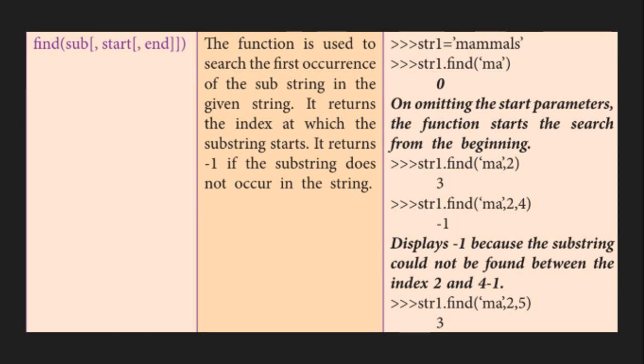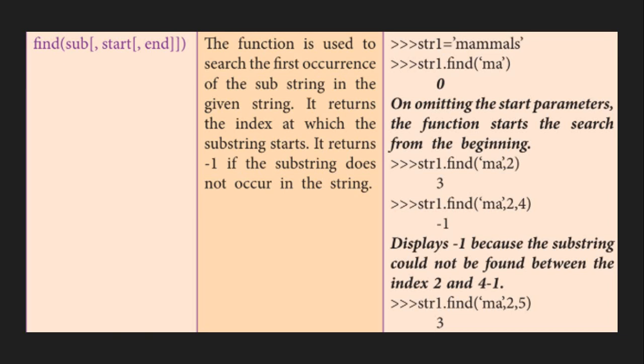Okay, this find has got how many parameters? Find has got 3 parameters: substring, comma, start, comma, end. If you don't give the start and end, it will start from the first and go till the end. The first occurrence only. It doesn't bother about the other occurrences. Where the substring will first occur in the main string, only that it will check.